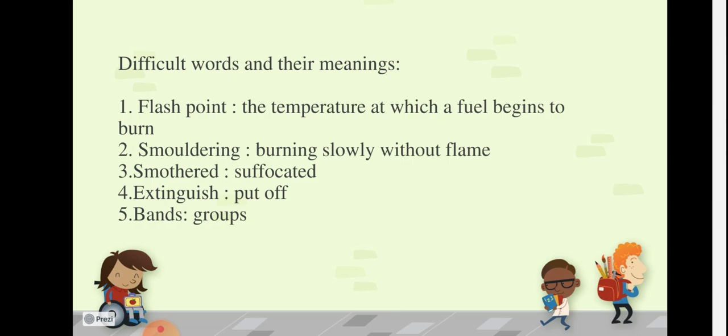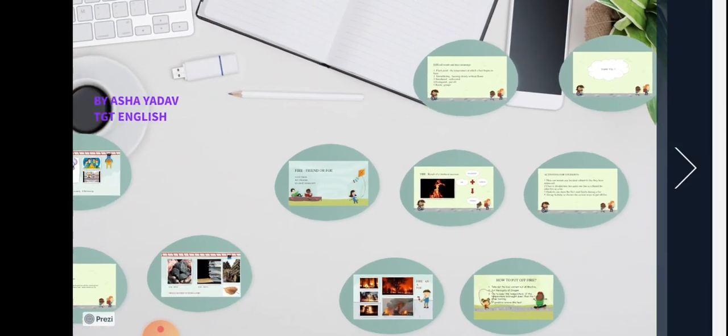Now I am going to discuss a few difficult words and their meanings. First, flashpoint: the temperature at which a fuel begins to burn. Second, smoldering: burning slowly without flame. Third, smothered: suffocated. Fourth, extinguish: to put off. Fifth, bands: groups.